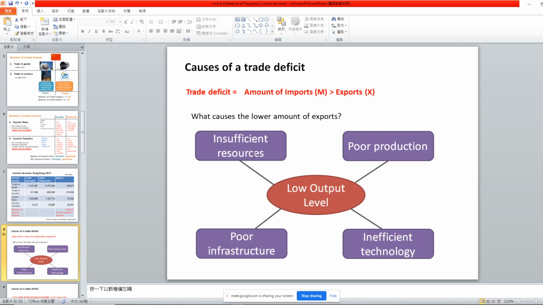And then we talk about the causes of trade deficit. As long as we understand the concept of trade surplus, we know when M is higher than X, then you will have a trade deficit. So what makes very low exports? We discussed the factors which make a very low export, and that's why we have to import many goods and services from other countries.